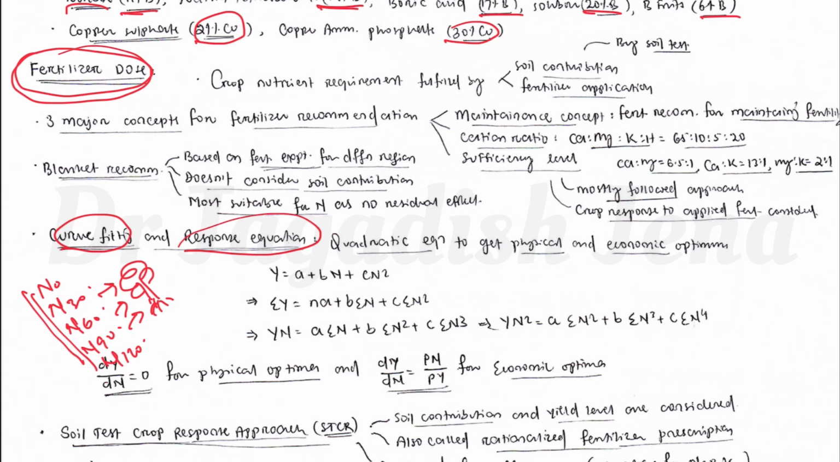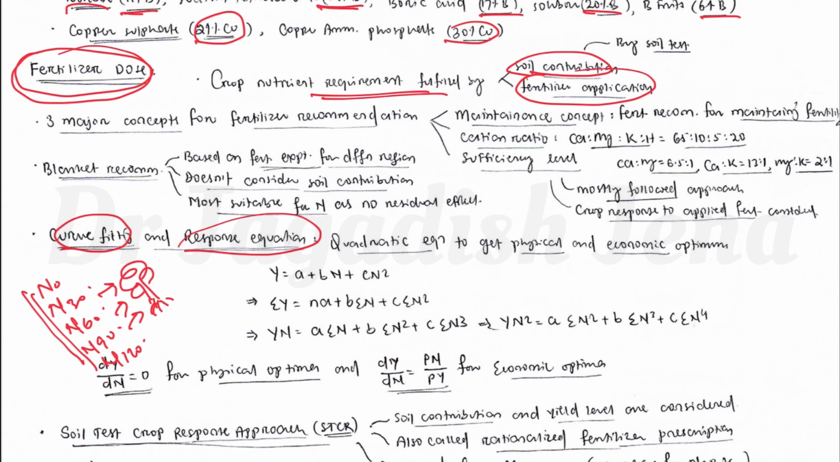Now, crop nutrient requirement can be fulfilled by either soil contribution, that is inherent soil fertility, or by fertilizer application or manure application, whatever you can apply. And they are basically the source of nutrient. If the soil is not that fertile, we have to externally supply some nutrients through organic manure or through fertilizer application, that is inorganic means.